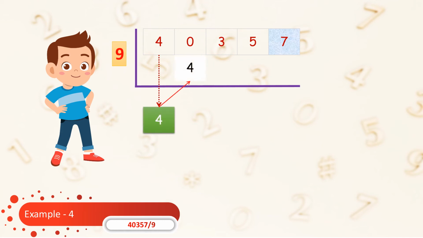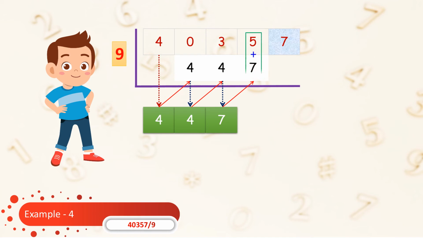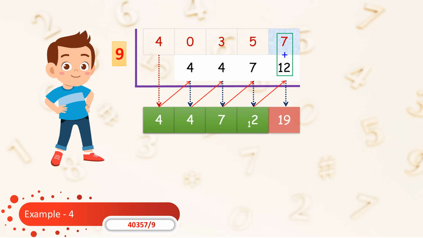Now add 4 to the 0. When you add 0 and 4, you get another 4. Now write the 4 below the 3. 3 plus 4 gives 7. Write the 7 below the 5. 7 plus 5 gives 12. And write the 12 below 7. 7 plus 12 gives 19.